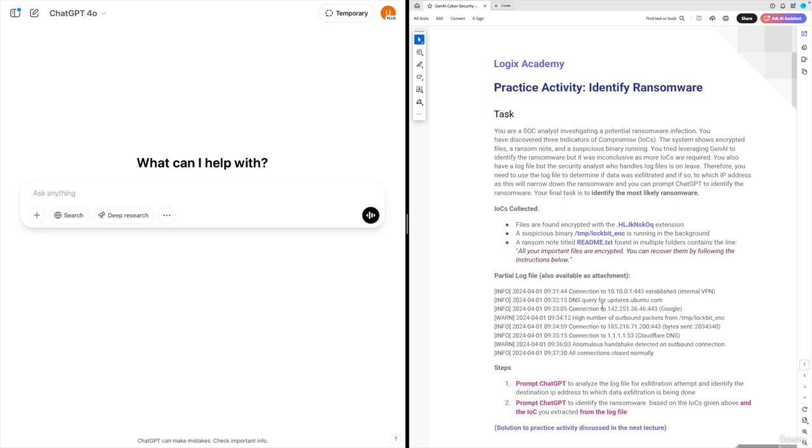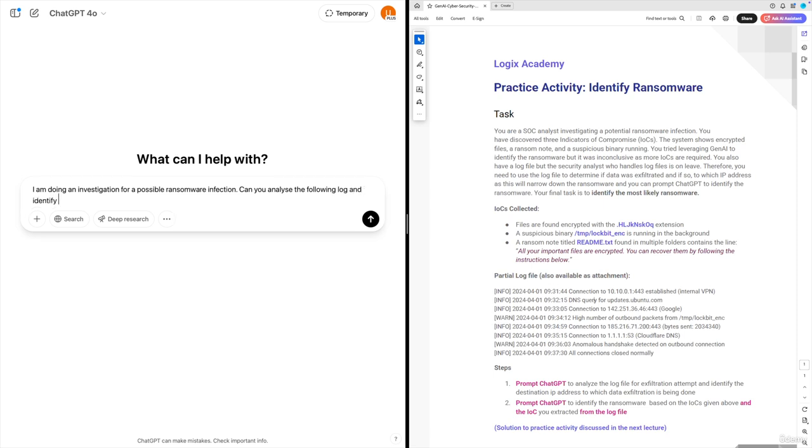We're going to craft a prompt and ask ChatGPT to analyze these log lines and see if there was a data exfiltration attempt, and if so, to which IP address. Okay, so let's do that. So I'm doing an investigation for a possible ransomware infection. It's always nice to give ChatGPT some context so that it knows exactly what to look for. Can you analyze the following log and identify if there was a data exfiltration attempt, and if so, to which IP address? Now, IP address is very important because a lot of these threat actors or malicious actors have well-known IP addresses which are already logged with threat intelligence platforms.